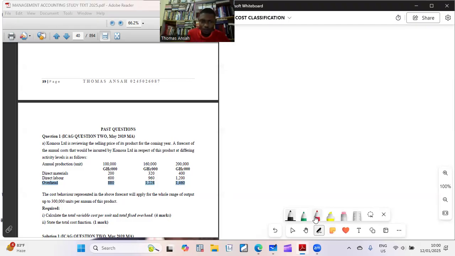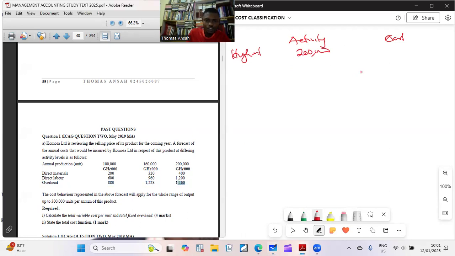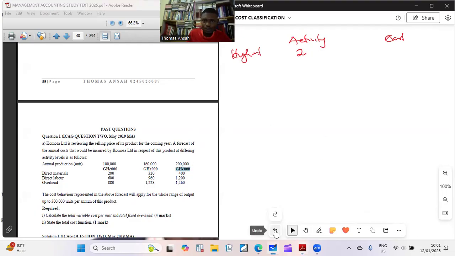All right. So if I'm doing the overheads, my activity level, what is the highest, and what is the associated cost? The highest I can see is 200,000 level of activity, and the associated cost of that is 1.4. Don't forget there are 3 zeros here. All right. So if I want to shrub the zeros, then I can also say 200 and 1460. All right. So take note of that. That is what I can do.